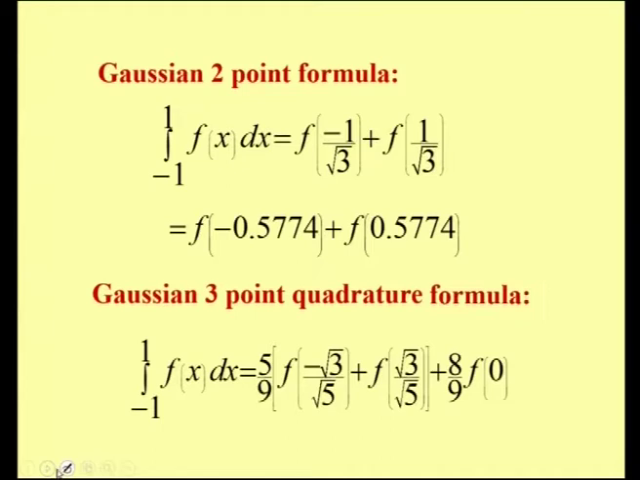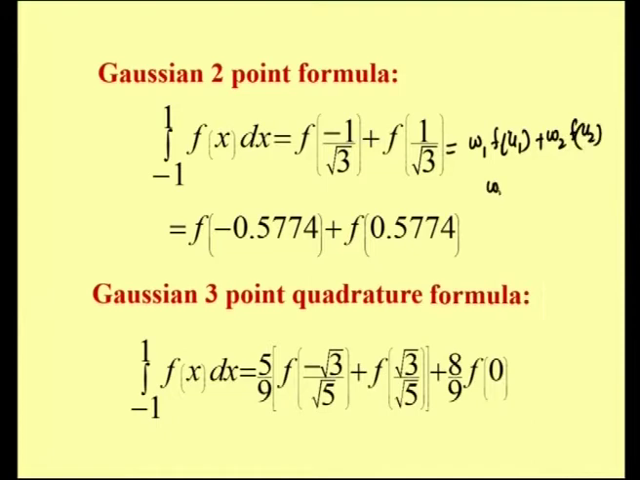Gauss-Hermite, Gauss-Legendre. Actually the Gaussian 2-point formula and the Gauss 3-point formula quadrature formula are based on Gauss-Legendre polynomials. Consider the case integral from minus 1 to 1 of f of x dx is equal to f of minus 1 by root 3 plus f of 1 by root 3. You can express it in the form of w1 f of u1 plus w2 into f of u2.